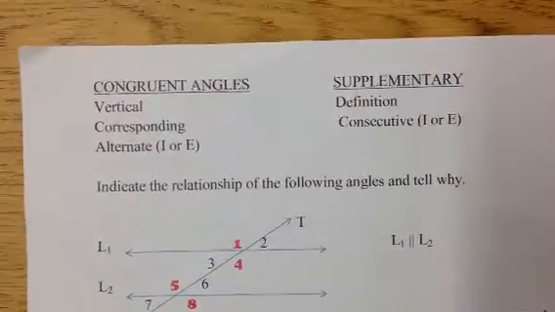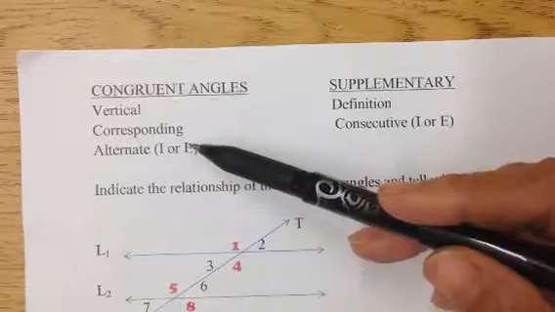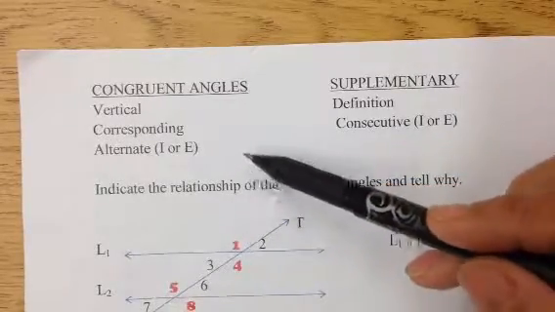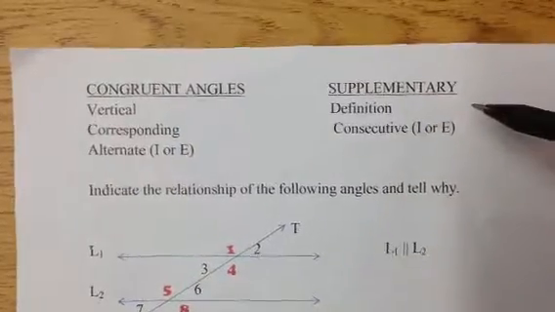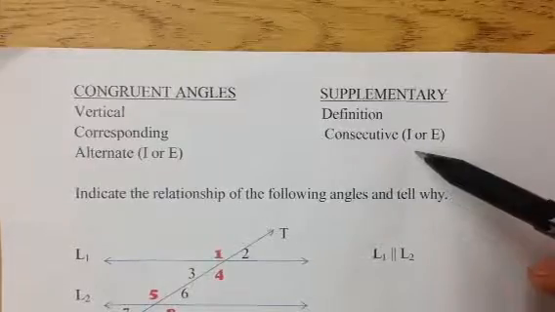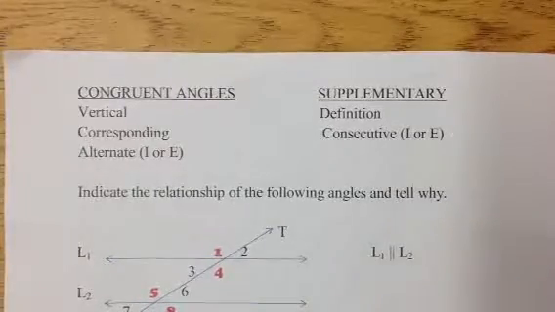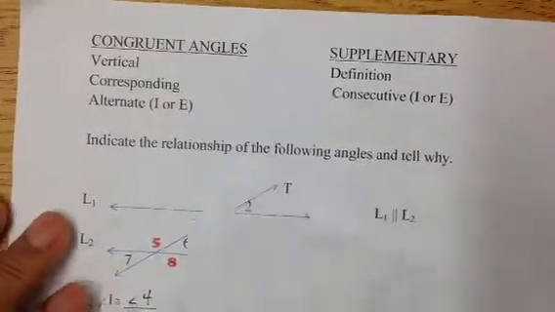Now, here I have it written out. For our congruent angles, they're going to be vertical, corresponding, and alternate interior or alternate exterior. And we also have supplementary angles, we said by definition, or they can be consecutive interior or consecutive exterior. All right, let's take a look and see what we have here.